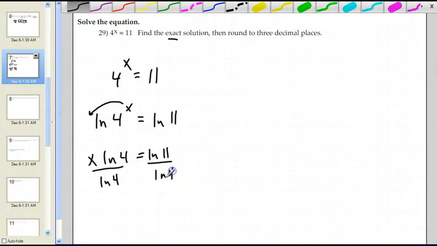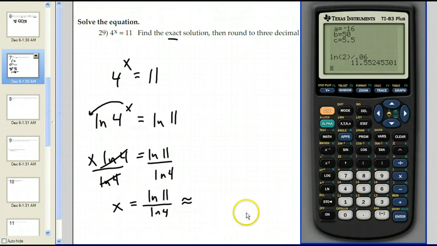That's what we want. Anytime we're solving an equation, we want to know what the variable is. So x is equal to exactly the natural log of 11 divided by the natural log of 4. Okay, then round to 3 decimal places. Go to your calculator. Natural log of 11 divided by natural log of 4 is approximately 1.7297. We want 3 decimal places, so 1.730.